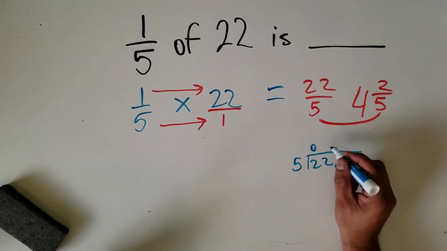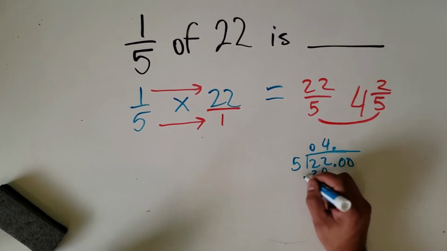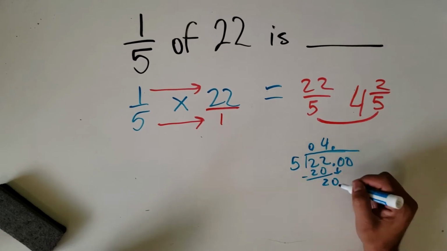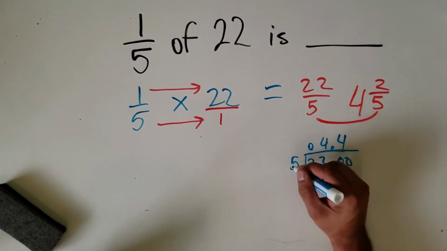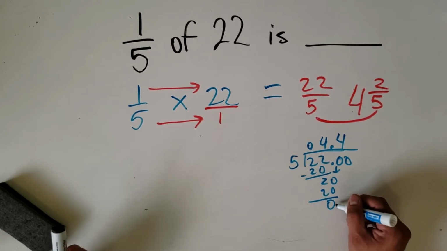Into 22, it goes in there 4 times. 4 times 5 is 20. Subtract, you get a 2. Drop this, you get a 20. 5 goes into 20 4 times. 4 times 5 is 20. And 0, and we're done.